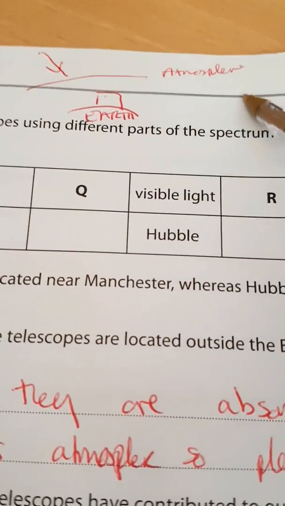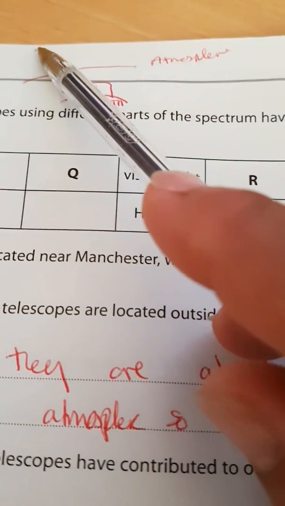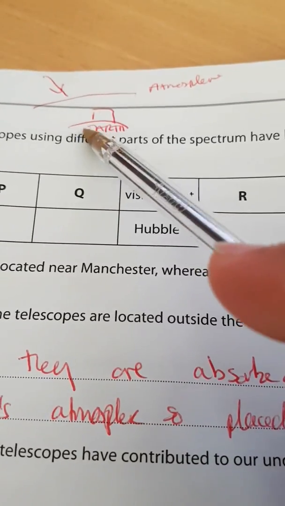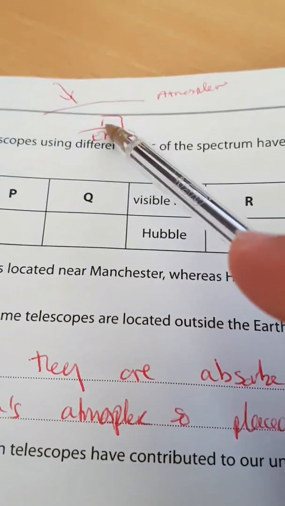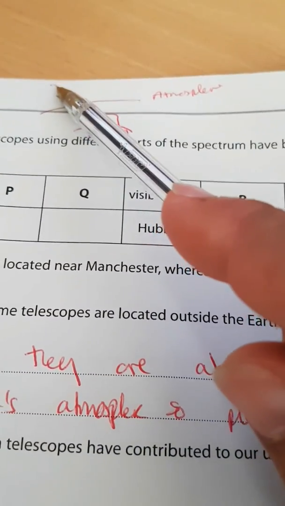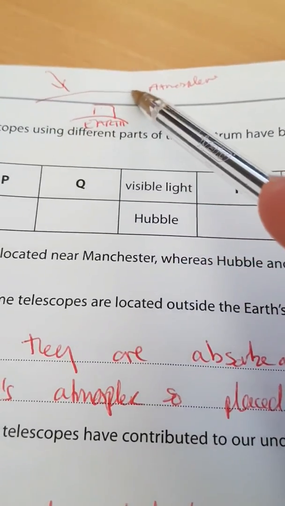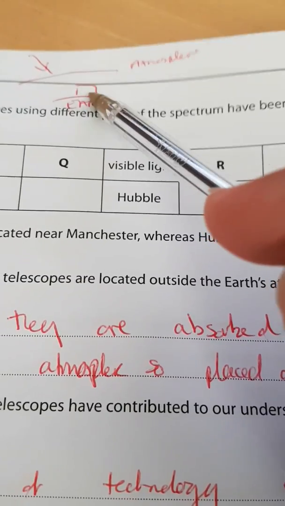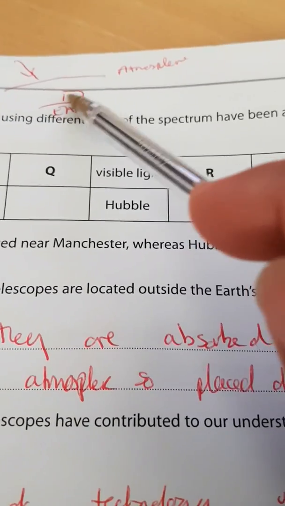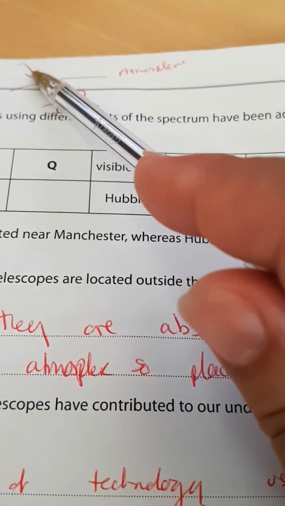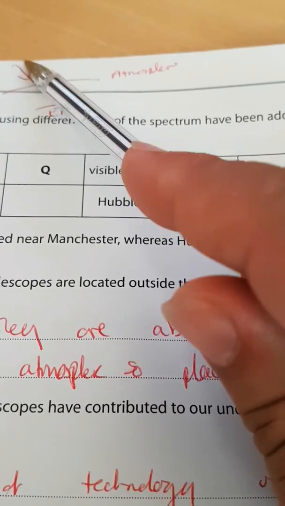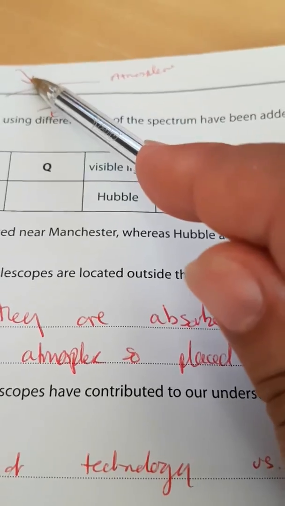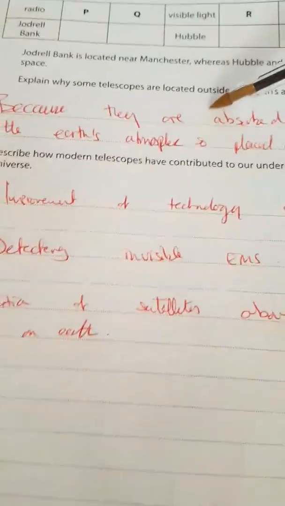So if this is the atmosphere, and this is my ray, my electromagnetic spectrum coming in, and I've got the Earth, and on the Earth I've got my telescope. Now if that electromagnetic spectrum gets absorbed by the atmosphere, none of it's going to reach the telescope, and that's not good. So instead of putting it here, they put it above the atmosphere, so that whatever rays are coming in will be picked up above the atmosphere. And so that's the explanation of this question here.